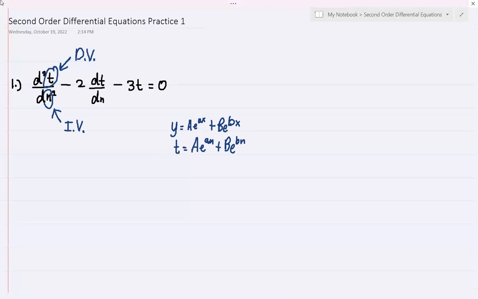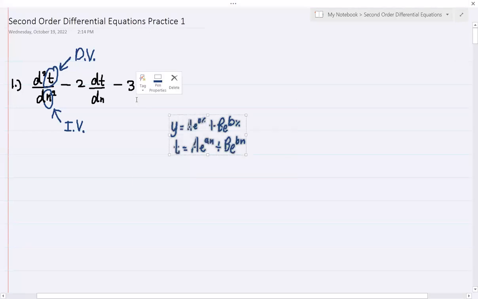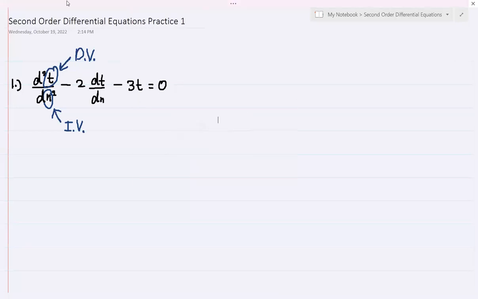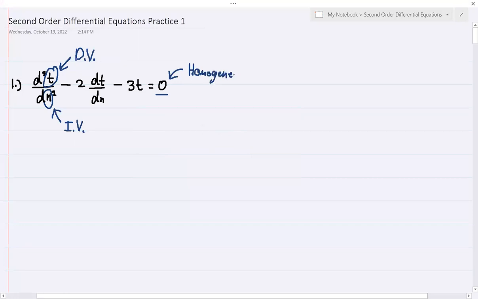Okay. So let's go to the next thing you're going to look at, which is this one, on your right side. So on your right side, if it's 0, then this is a homogeneous DE. So now that we have observed two things before we're going to solve, how can we find the general solution?